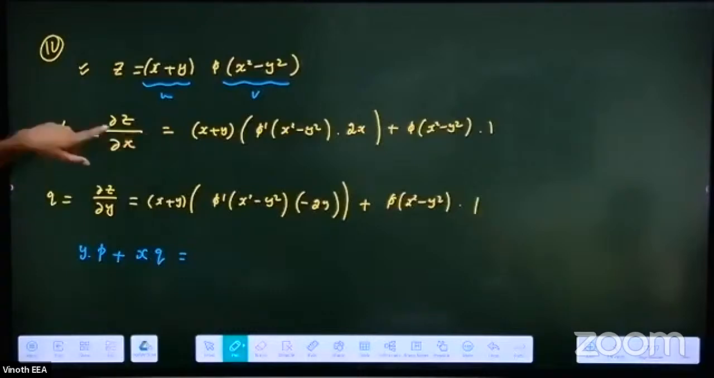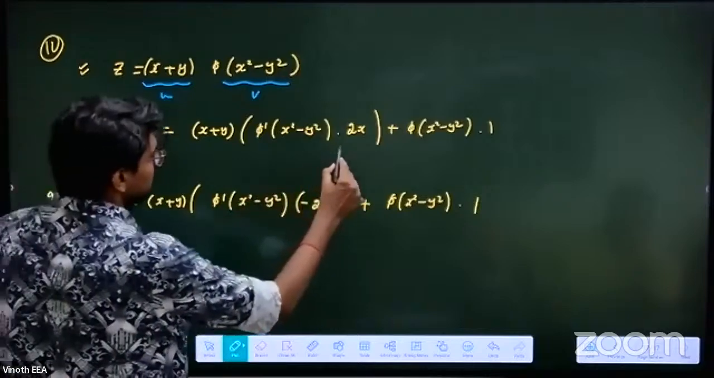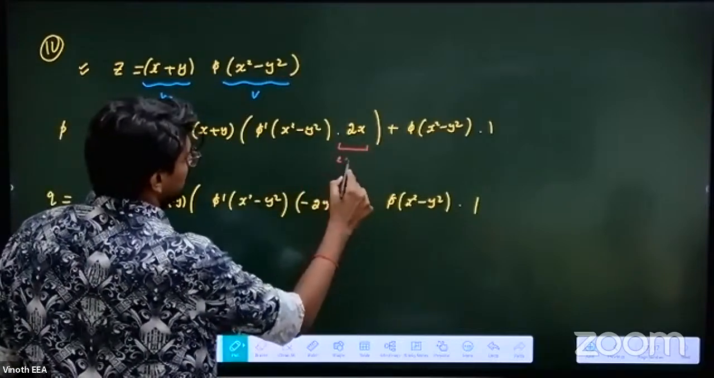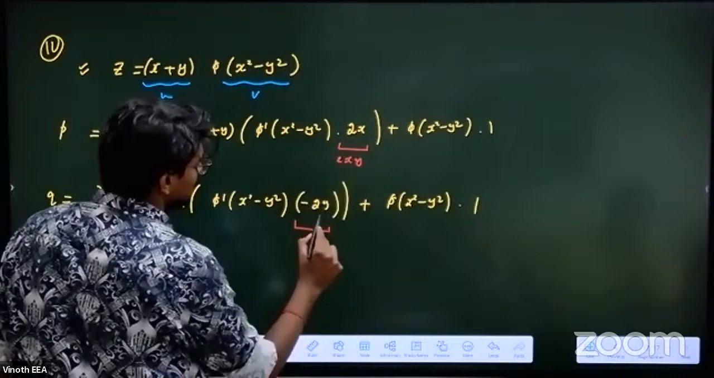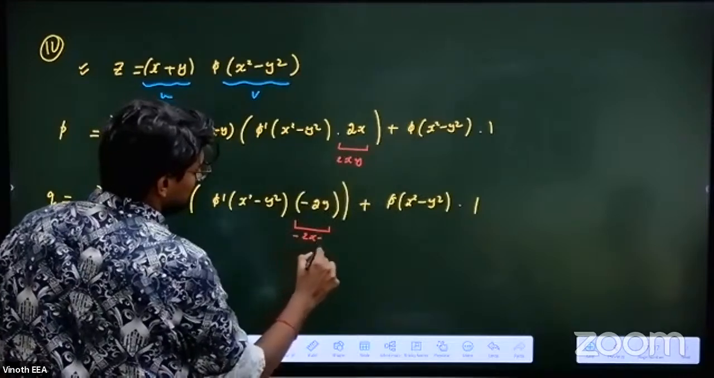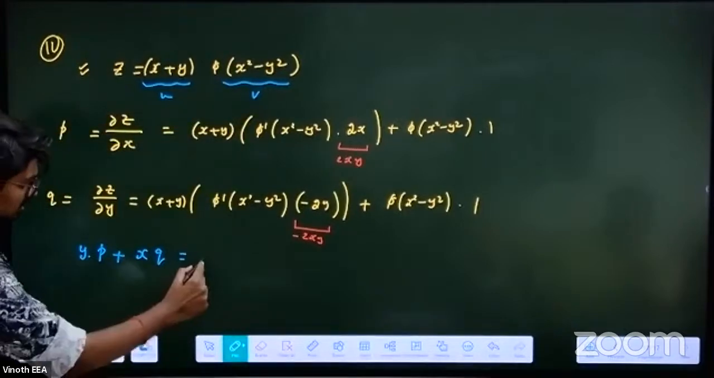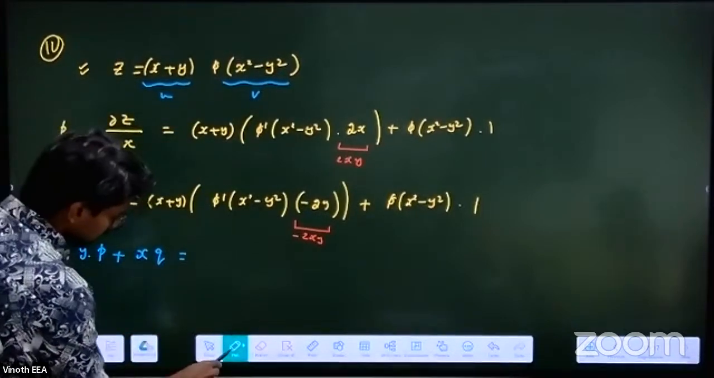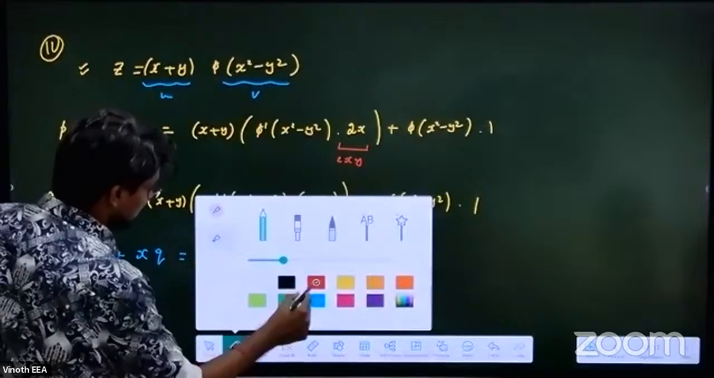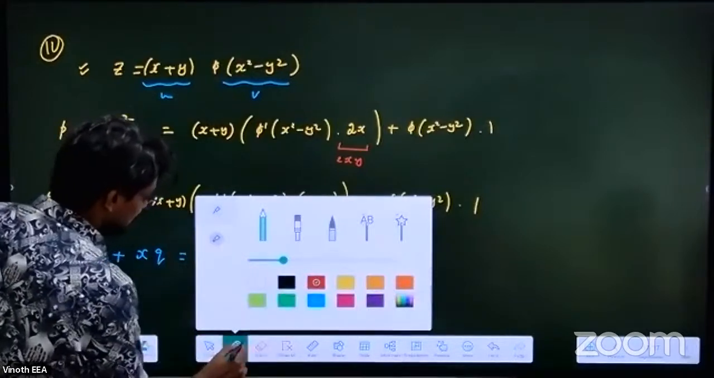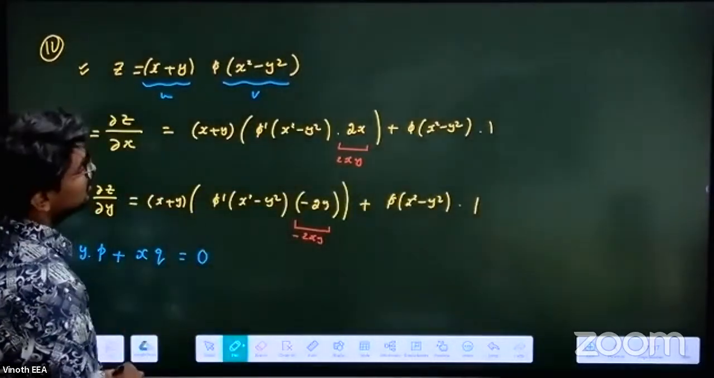In the complete equation, I multiply by y, and this equation I multiply by x. So what will happen here? It will become 2xy. Here minus 2xy. And if I add them, this 2 will get cancelled, so it becomes 0. Okay, it will become 0.